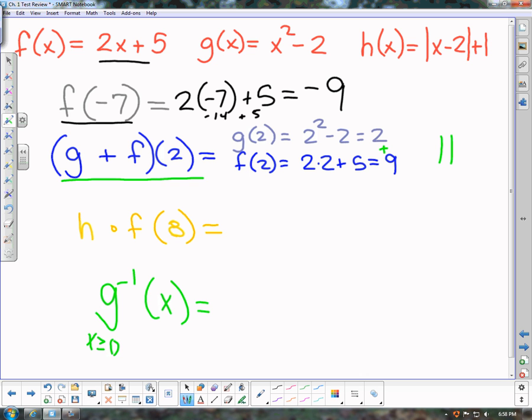Now had this been a subtraction sign instead, then you'd have taken 2 minus 9. Multiplication sign, done the same thing. Division sign, done the same thing.